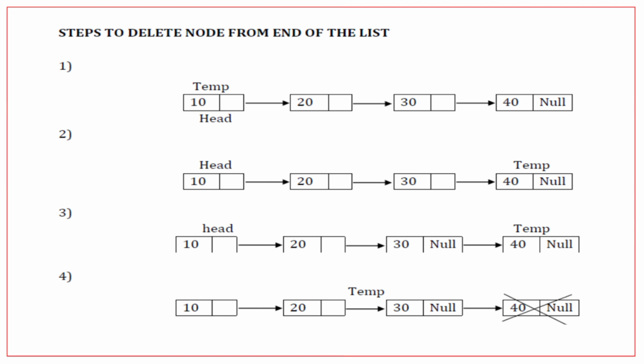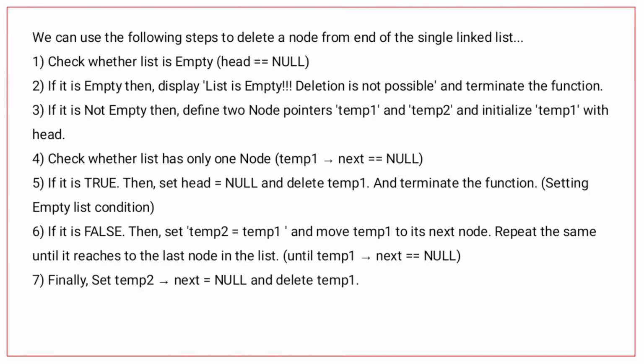See the figure 4. We can use the following steps to delete a node from end of the single linked list. Step 1, check whether list is empty, that is head equal to null. Step 2, if it is empty, then display list is empty, deletion is not possible and terminate the function. Step 3, if it is not empty, then define two node pointers temp1 and temp2 and initialize temp1 with head.